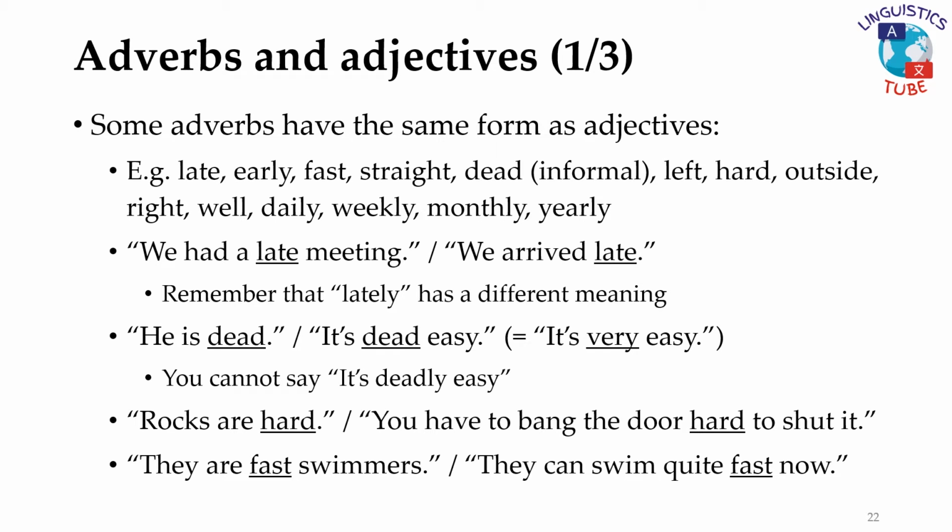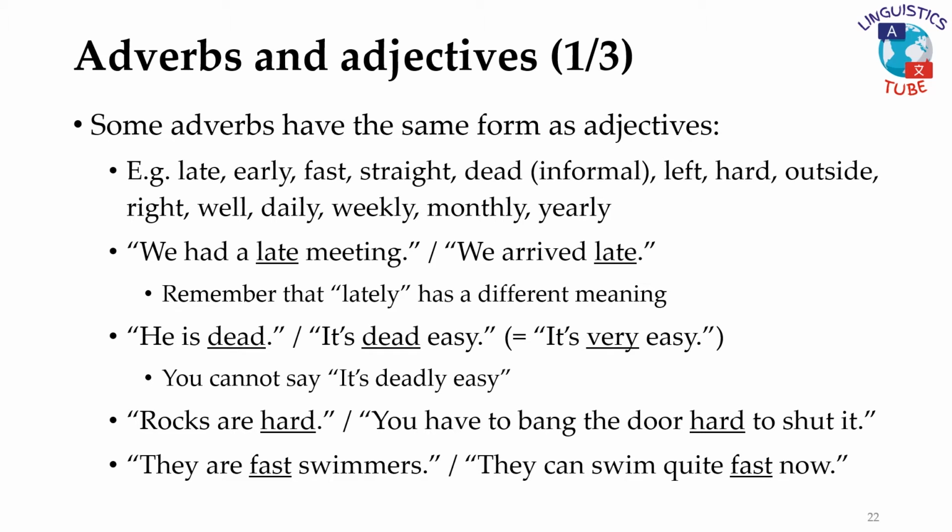Continuing our discussion about the relationship between adverbs and adjectives, some adverbs actually have the same form as adjectives. In other words, some adverbs and adjectives look exactly the same. Sometimes both types of word have the same meaning, and sometimes their meanings are completely different. For example, late, early, fast, straight, dead, left, hard, outside, right, well, daily, weekly, monthly, yearly.